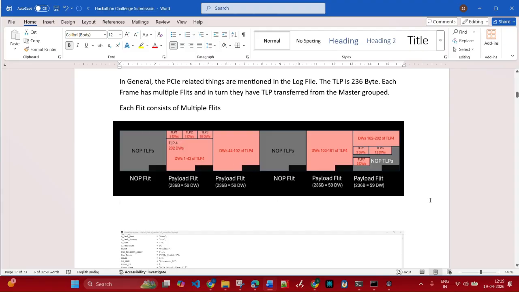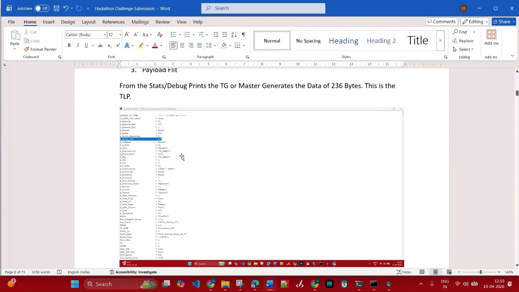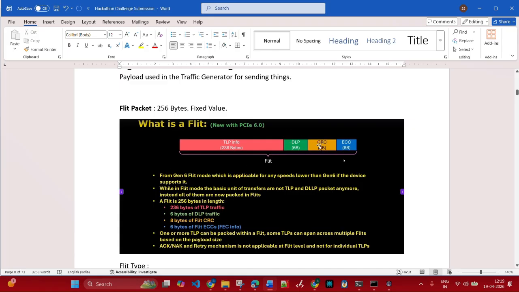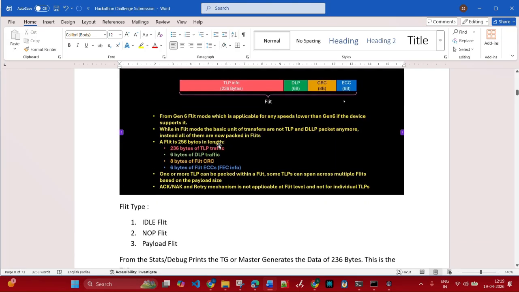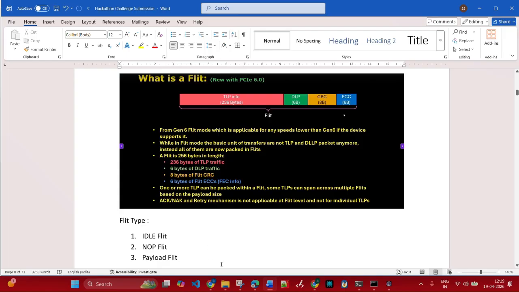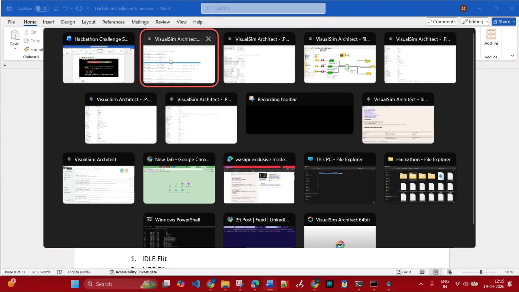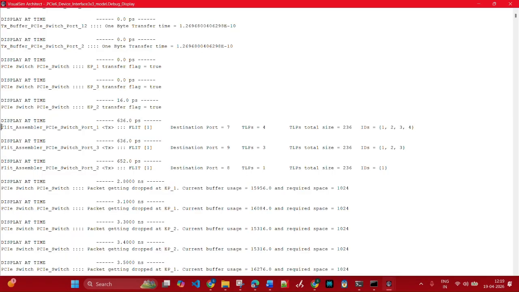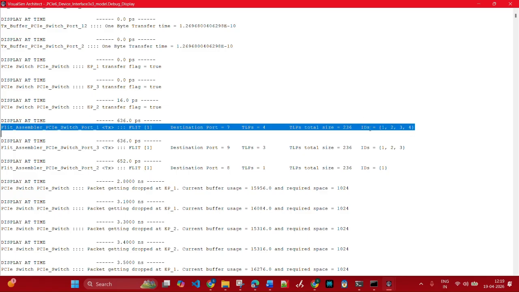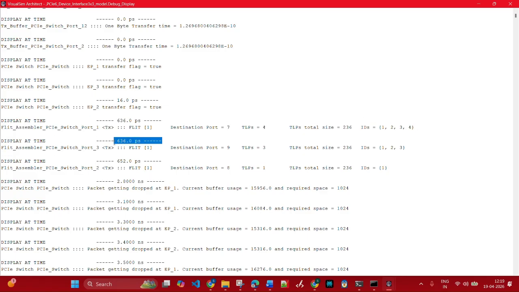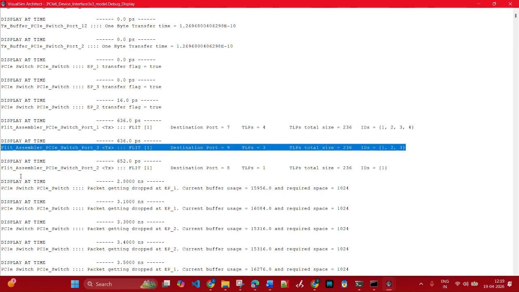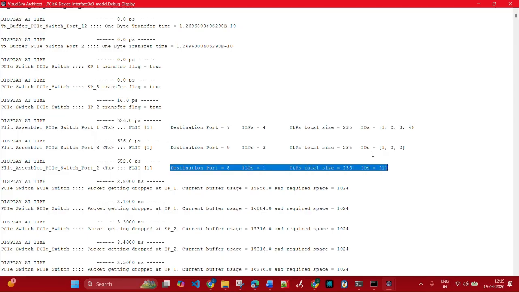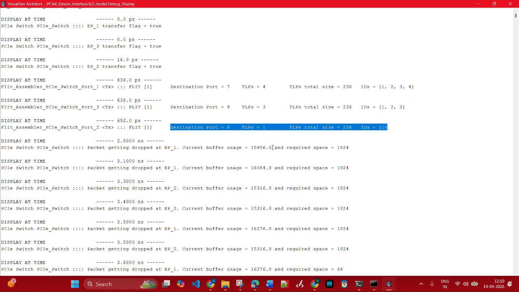In general, let me give you the basics of what a flit means. A flit is 236 bytes plus DLP plus CRC plus ECC. Again, the flit types include idle flit, no flit, payload flit, and so on. Each TG or each port has its own flit ID numbers getting issued. Similarly, for port 3 I received 3 TLPs, and for port 2 I received one TLP, with the routing destination shown here. Once issued, it gets subtracted from the transmitter side.